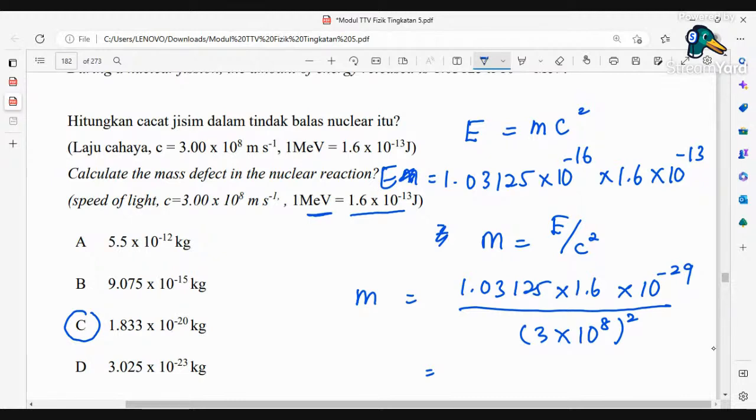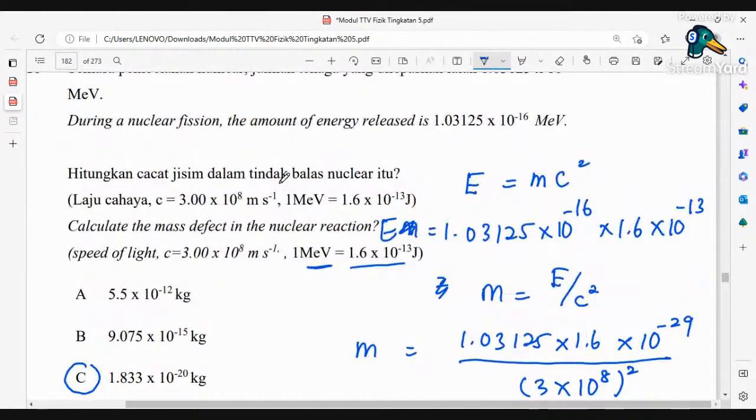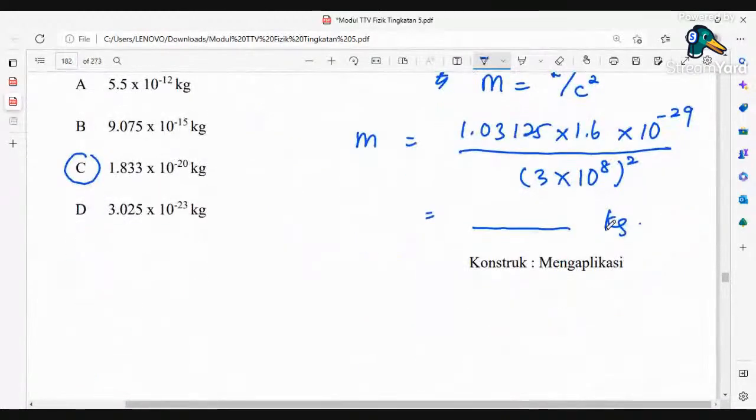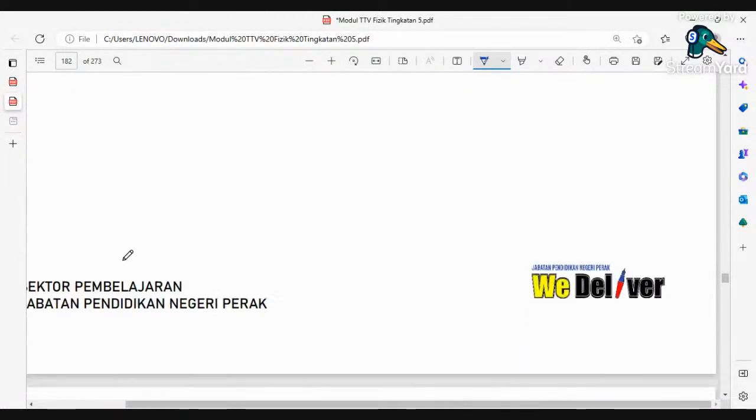I think it's correct already. Yeah? So this is the method. You will get your answer in kilogram. Okay, the value may be something wrong somewhere, but the method is like this to get the answer.